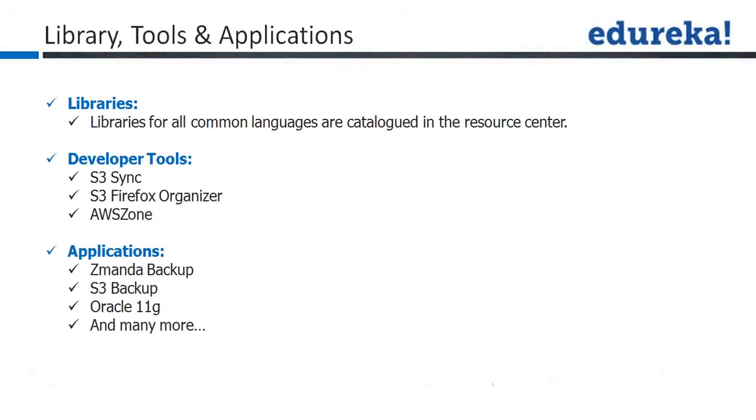Quickly on the S3 tools, there are various third-party tools available in the market. Like you can use applications like Zmanda Backup. There is CloudBerry S3 Backup. You can use S3 Sync or S3 Firefox Organizer. There are various tools available. You can use those also. Generally, the Amazon Management Console is the best. Second one, you can use CloudBerry Explorer. This is a paid service, but it gives you much better control and options.